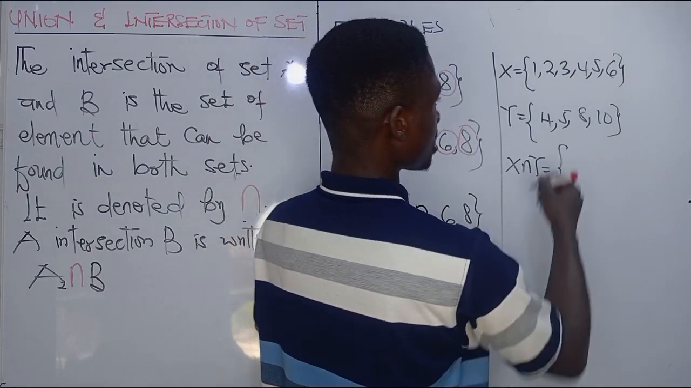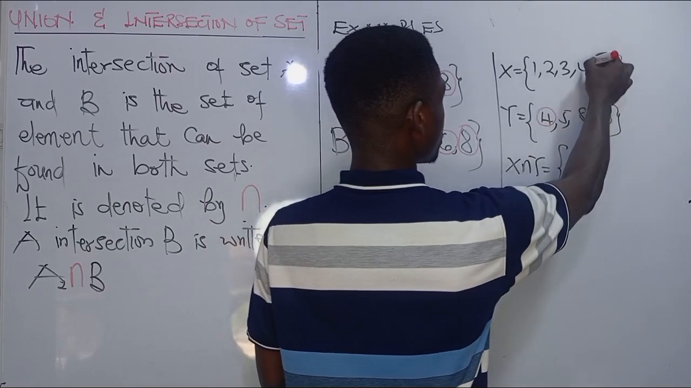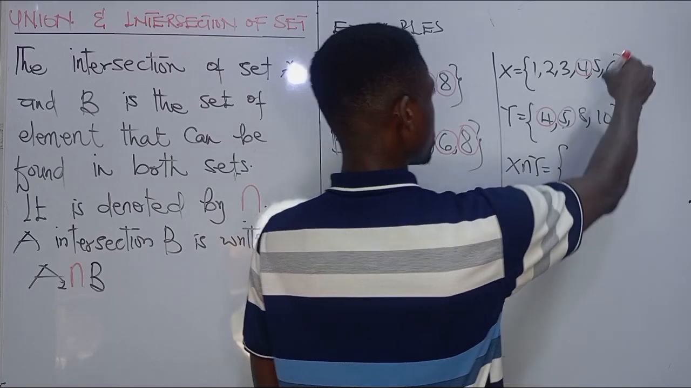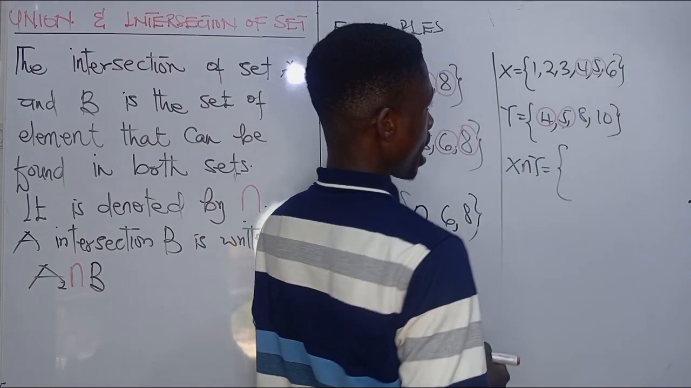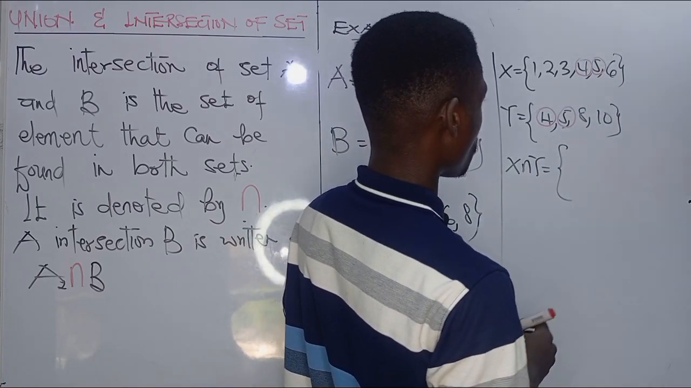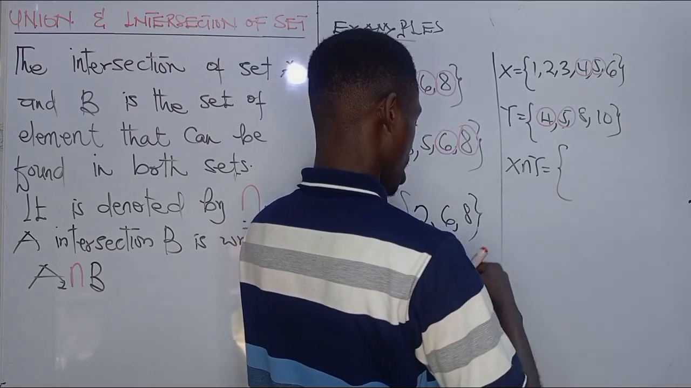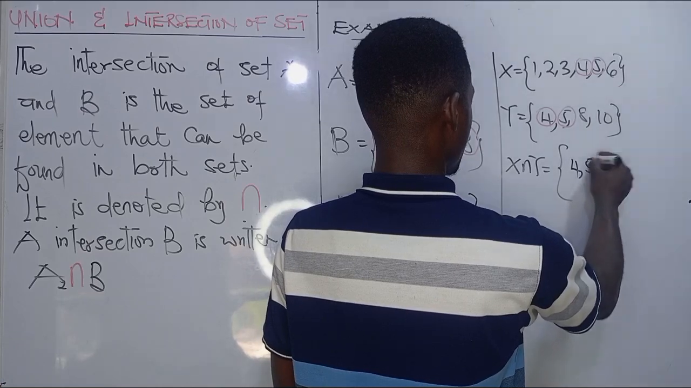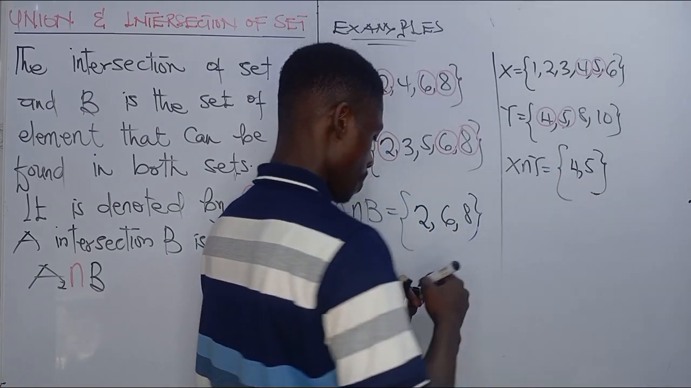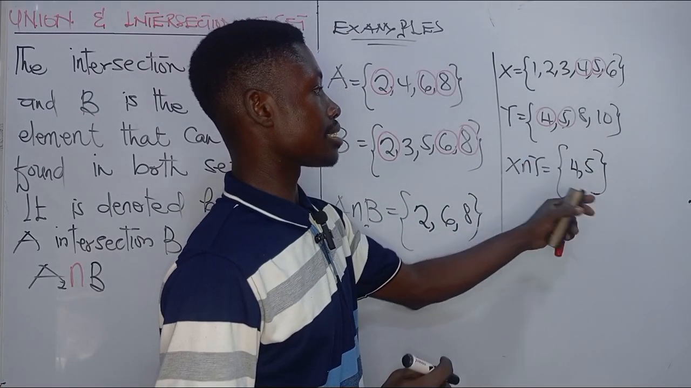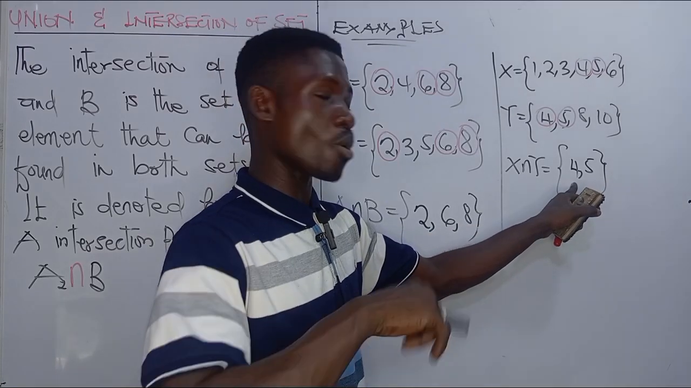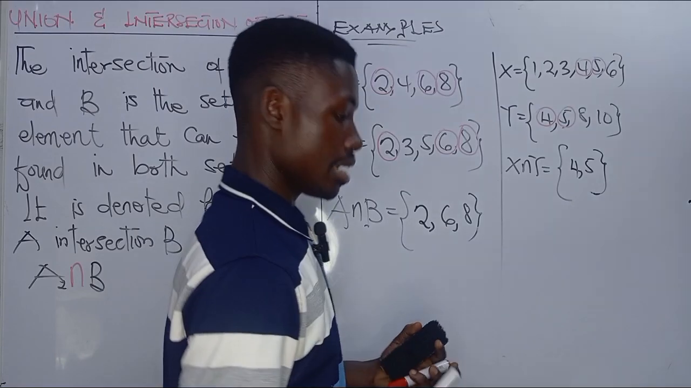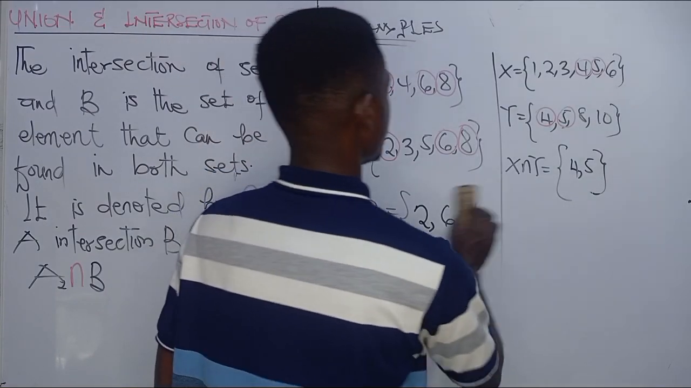So you agree with me that 4 is common to set X and then Y. 5 is also common to set X and then Y. I believe that is all. So X intersection Y, we are going to have 4 and then 5. So this means that these two elements are common to set X and then set Y. Let's take the last example on intersection.